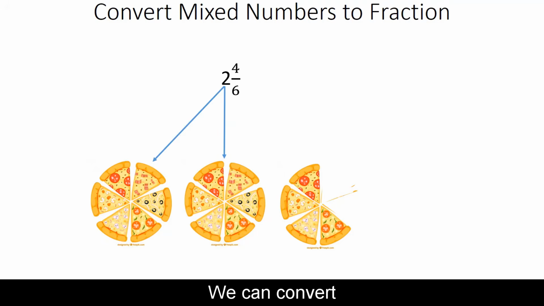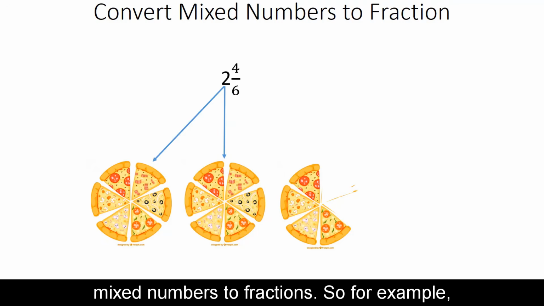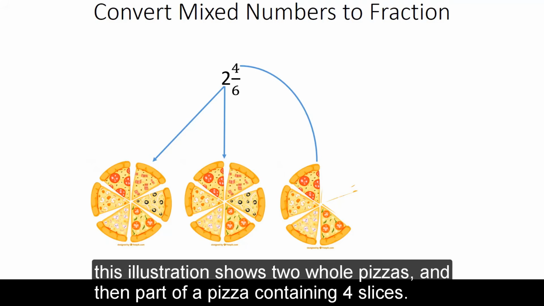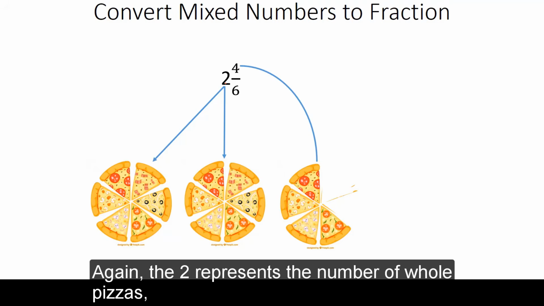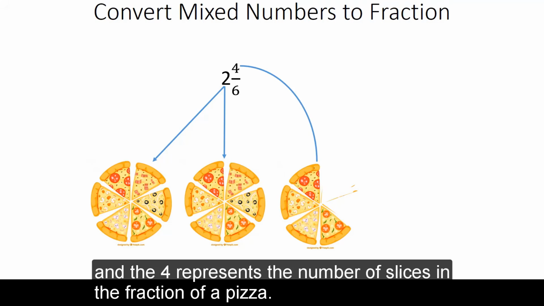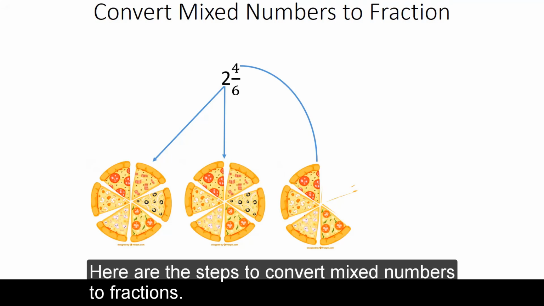We can convert mixed numbers to fractions. So for example, this illustration shows 2 whole pizzas and then part of a pizza containing 4 slices. Again, the 2 represents the number of whole pizzas and the 4 represents the number of slices in the fraction of a pizza. Here are the steps to convert mixed numbers to fractions.